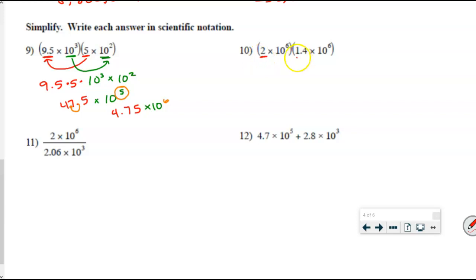I'm going to multiply the 2 and the 1.4, rearranging using commutative and associative properties to do that. I'm going to multiply the 10 to the 6th power by 10 to the 6th power. This part, I realize, is going to simplify to be 10 to the 12th power. 2 times 1.4, I can type in my calculator. Maybe I can do that in my head. And 2 multiplied by 1.4 is 2.8. Is this in scientific notation? Yeah, this one is. 2.8 is between 1 and 10, so we're good on this one.